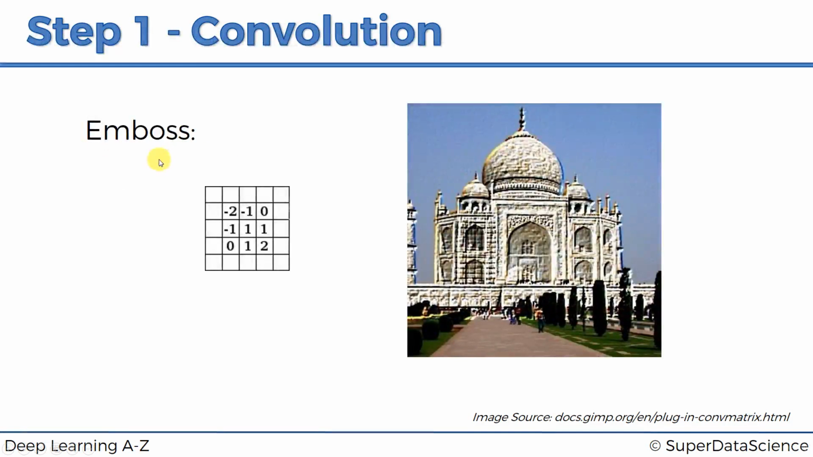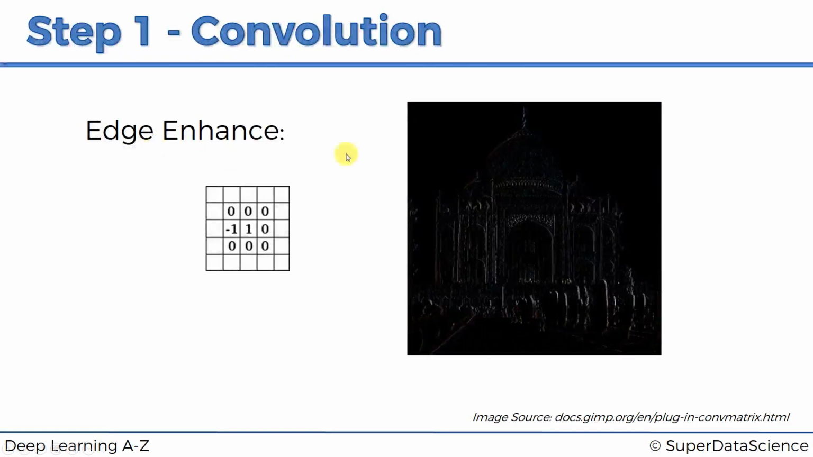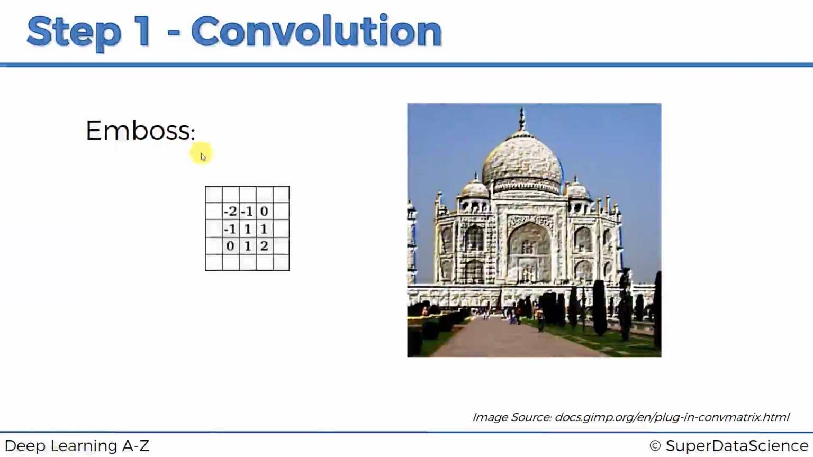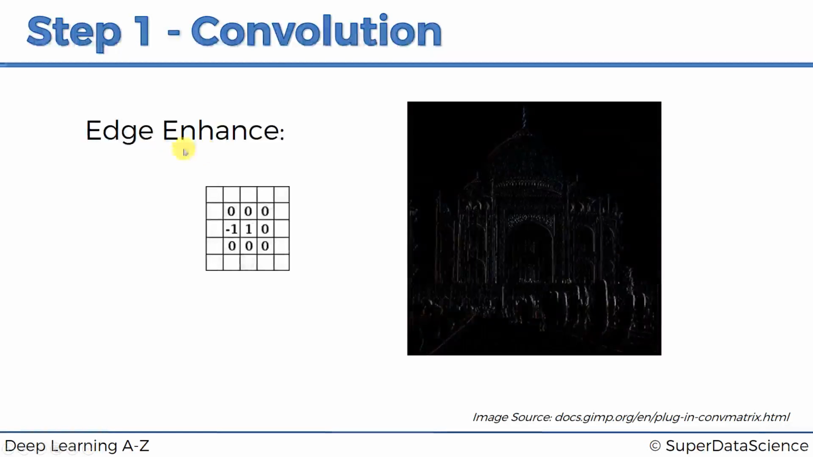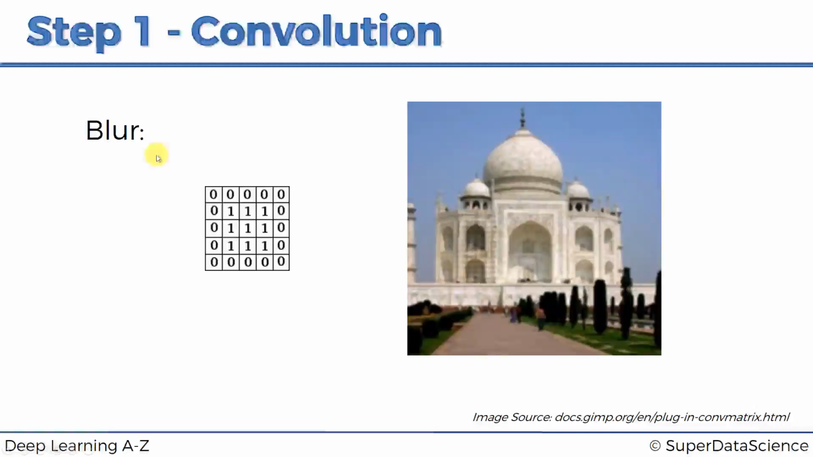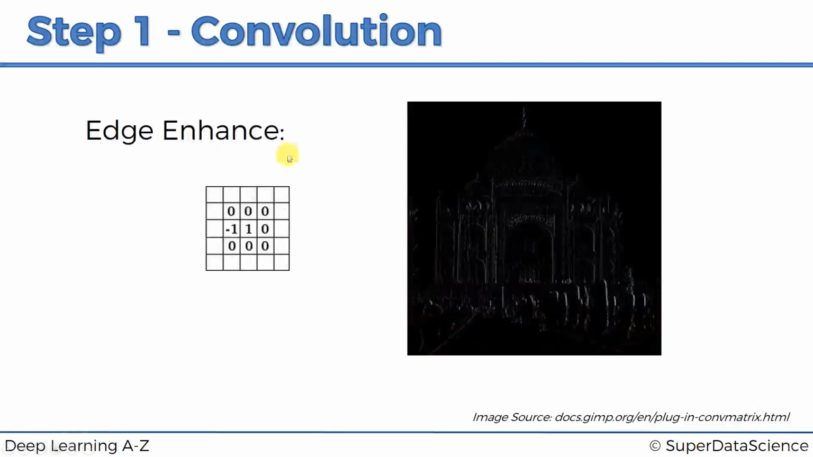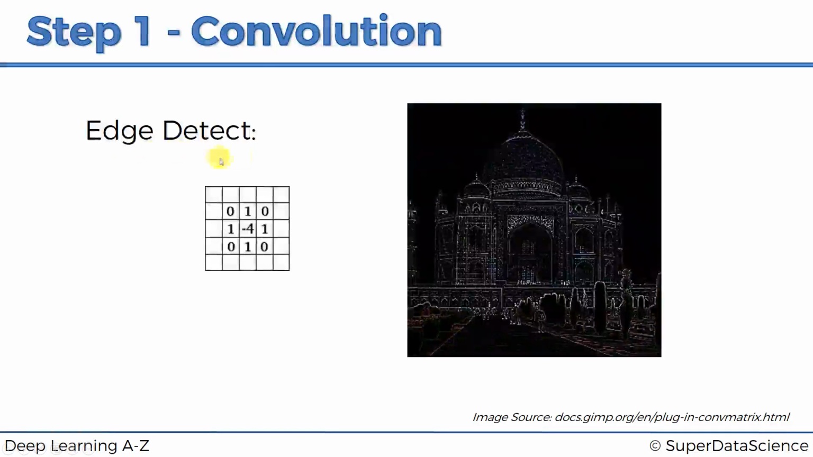These terms are not all applicable to us. Emboss is probably not applicable to us in terms of convolutional neural networks, but edge detect, that's important. We want to detect the edges. Edge enhance, probably not. Blur, sharpen. So certain things like edge detect are probably the most important one for our type of work.